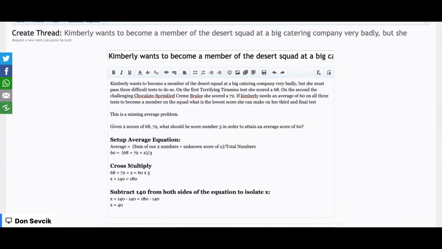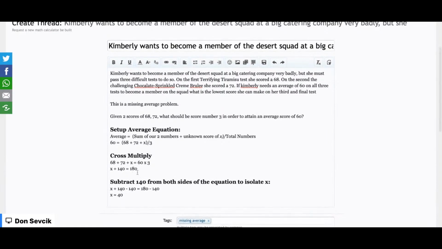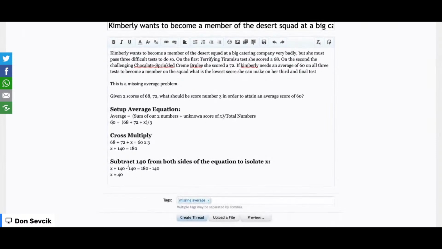We can do that by cross multiplying. So we multiply this denominator by this number, and we get 68 plus 72 plus X equals 60 times 3. X plus 140 equals 180. Now we just need to eliminate the 140 to solve for X. So we subtract 140 from each side, simplify, evaluate, and we see that Kimberly can get a 40 as her lowest score and still make her average of 60 for the 3 exams.